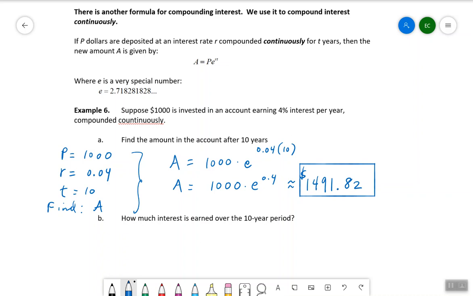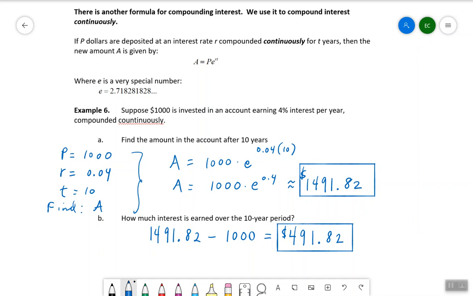In part B, how much of that is interest? That's just a subtraction problem. The total amount, $1,491.82, minus what we started with, which was 1,000, gives us the interest earned, $491.82. And there we have it. We'll see similar problems later in this chapter. So look for those, I believe, in section 4.6. That's all for 4.2.